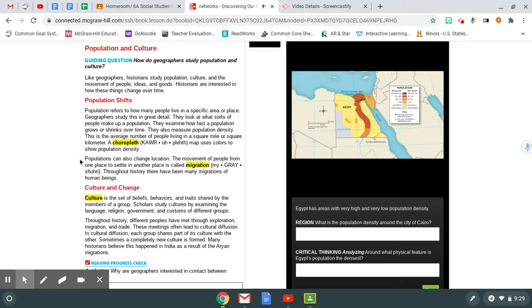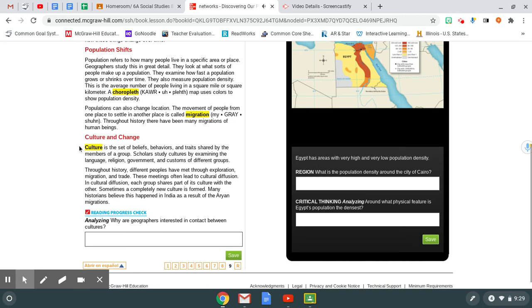Populations can also change location. The movement of people from one place to settle in another place is called migration. Throughout history, there have been many migrations of human beings. Culture and change. Culture is the set of beliefs, behaviors, and traits shared by the members of a group. Scholars study cultures by examining the language, religion, government, and customs of different groups.